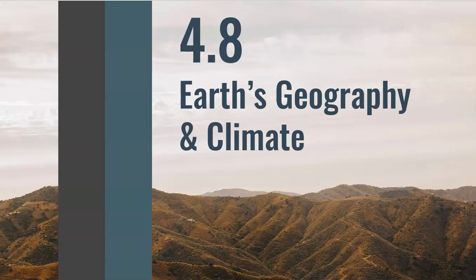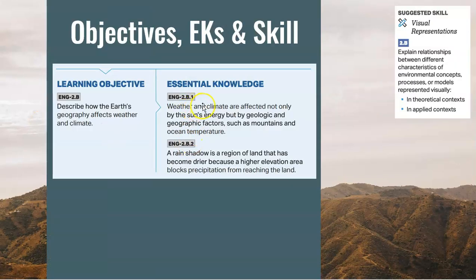All right, so if you look at our objectives, weather and climate are affected not only by the sun's energy, but by geologic and geographic features such as mountains and ocean temperature. So we already looked a little bit at ocean temperature and how that affected California and the southeast United States. But let's look at geography.